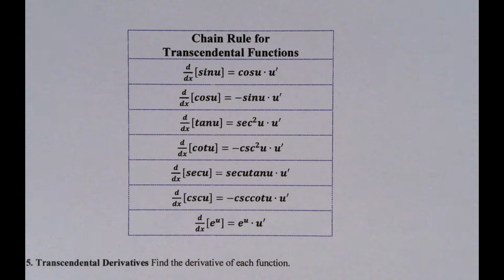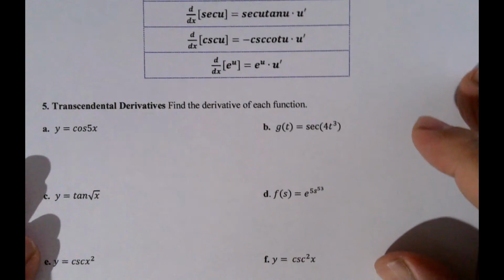Page 115. I am doing page 115. This is basically chain rule on trig functions and e to the u. This is just saying use chain rule. That's all. All right, so let's look at this.